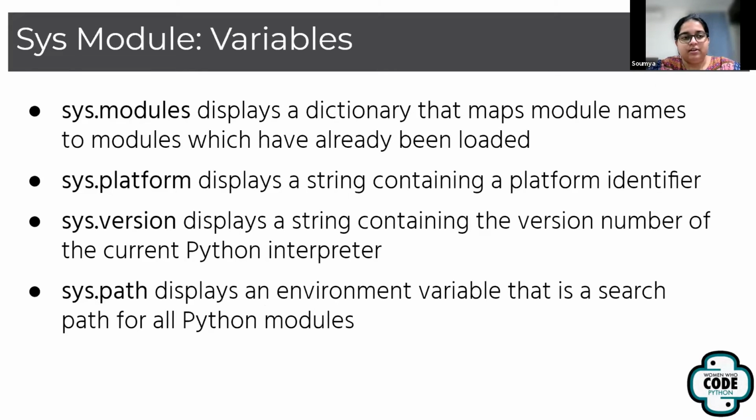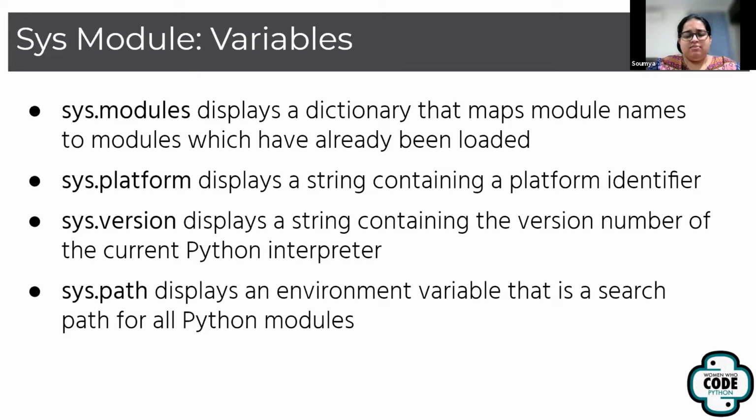It offers us a lot of variables as well as functions. A variable is basically something where you get some value back when you run the command. So sys.modules, when you run this, displays a dictionary. The key-value pairs in this dictionary are the module names mapped to the modules which have already been loaded. Then we have sys.platform. It displays a string containing the platform identifier, so it's basically what platform you're using.